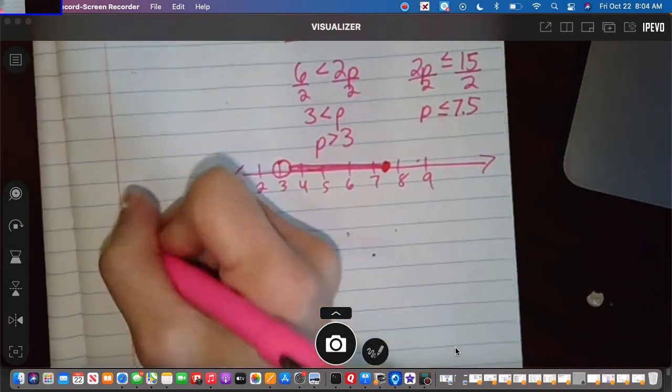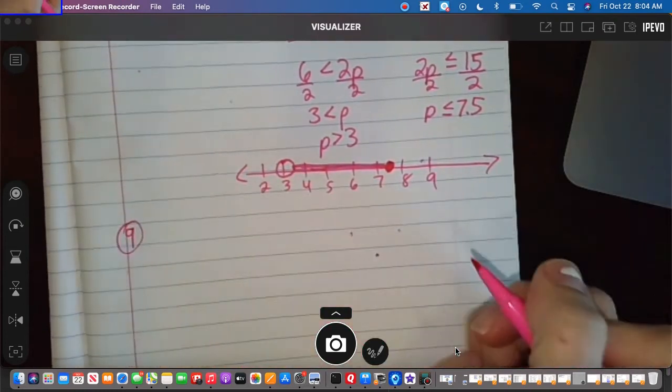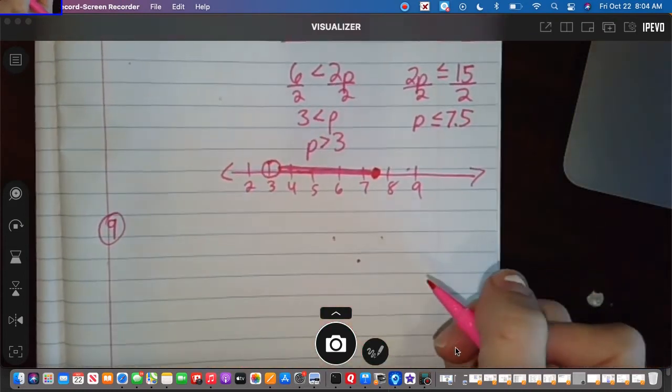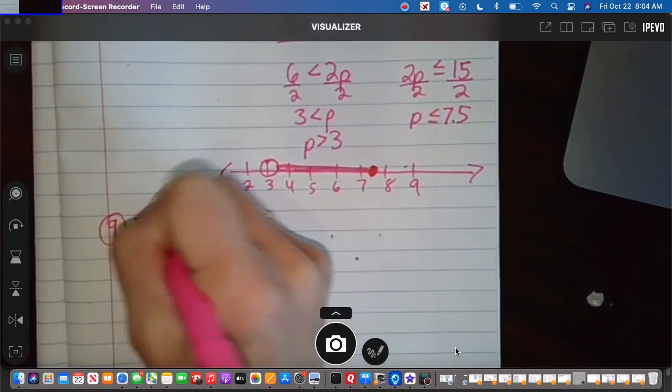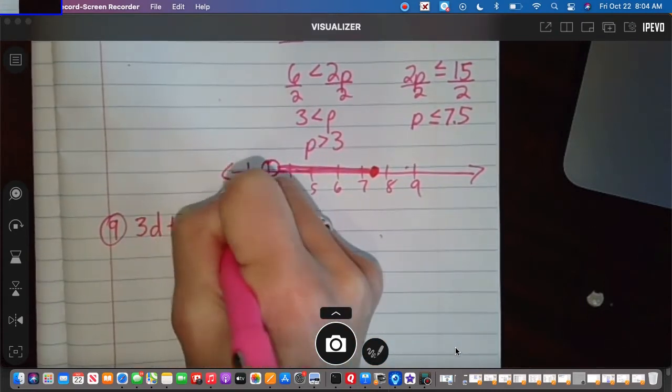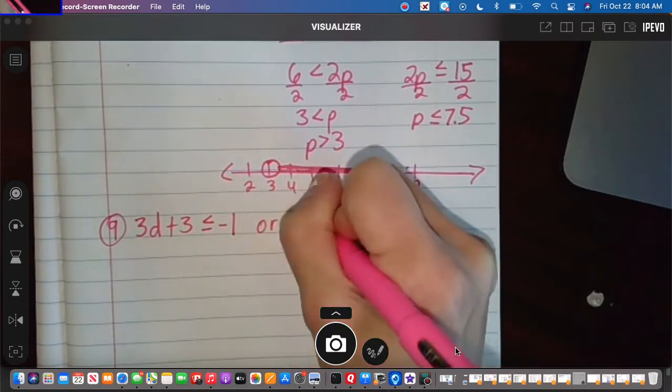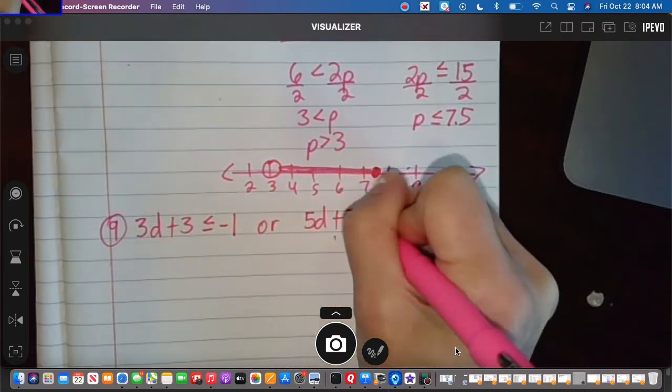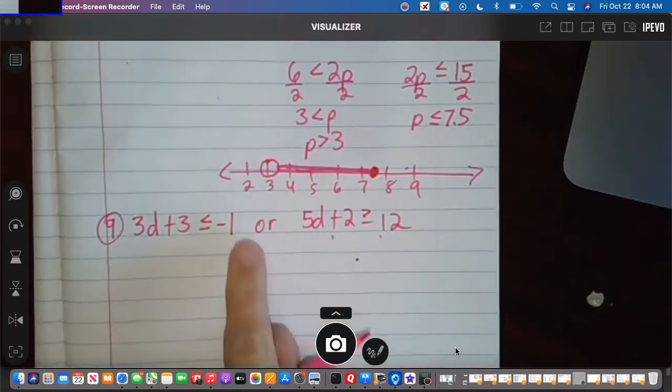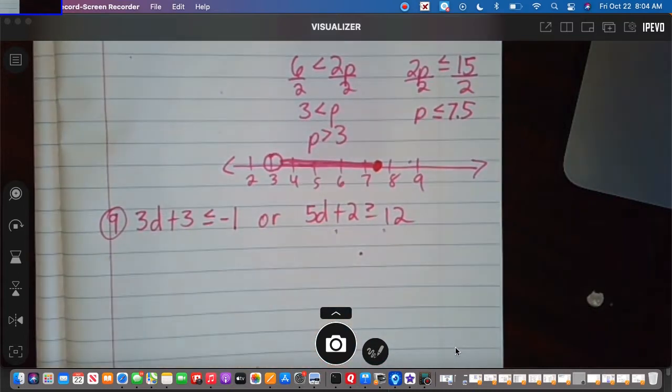Then let me do 9, which is an or. How do we know that? Because it actually says it: 3d plus 3 is less than or equal to negative 1, or 5d plus 2 is greater than or equal to 12. So I have two separate compound inequalities, and I'm going to work them each out, and then I'm going to graph them together.